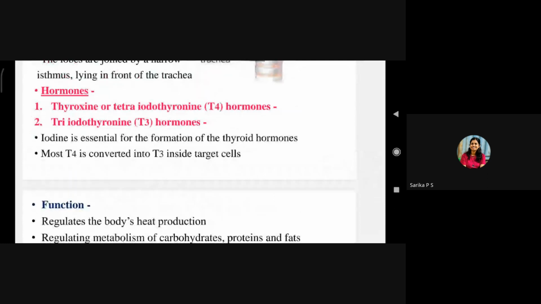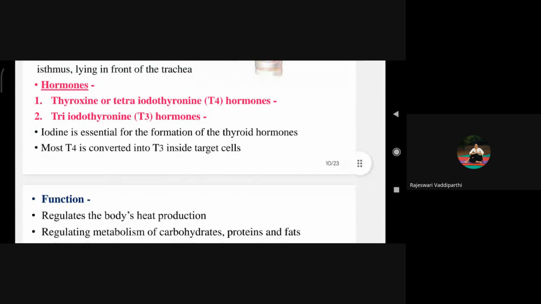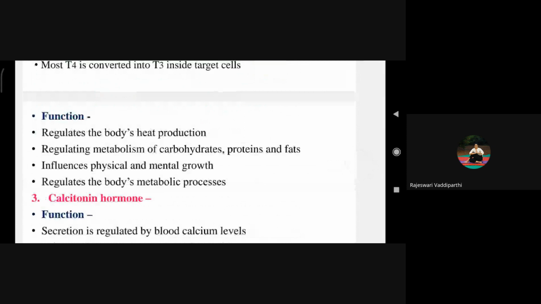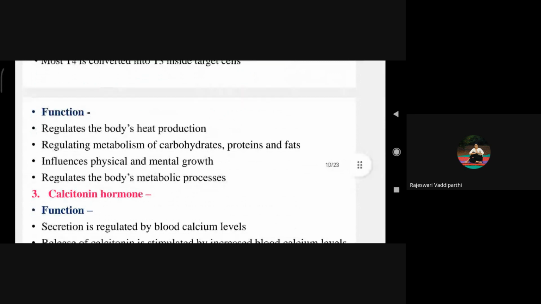Okay, so how many hormones is the thyroid gland producing? Three. Yes, very good. T3, T4 and calcitonin. Okay. And the next gland is parathyroid glands.